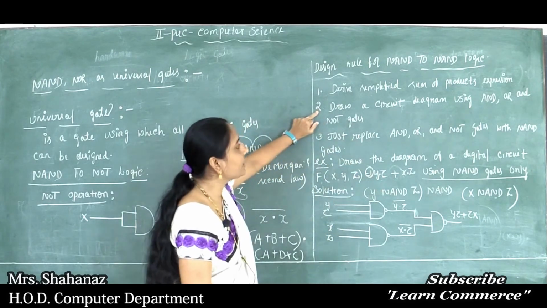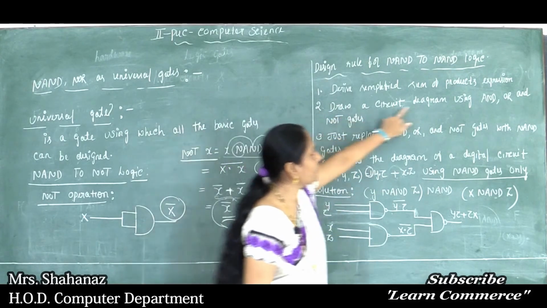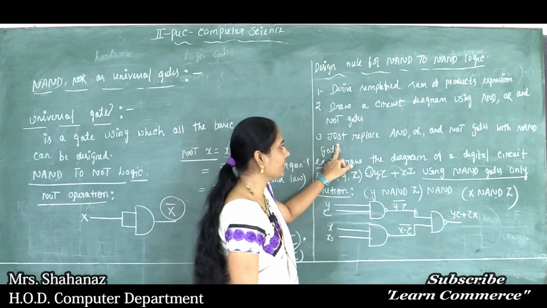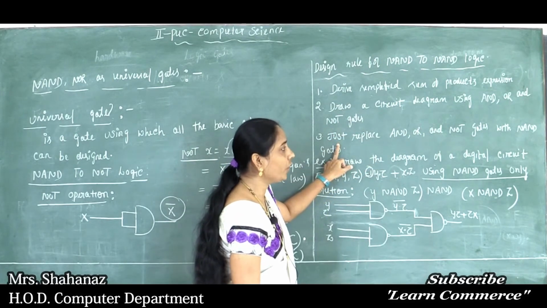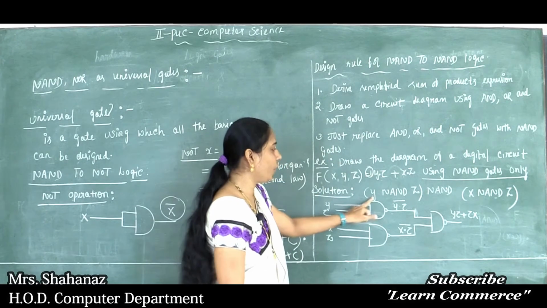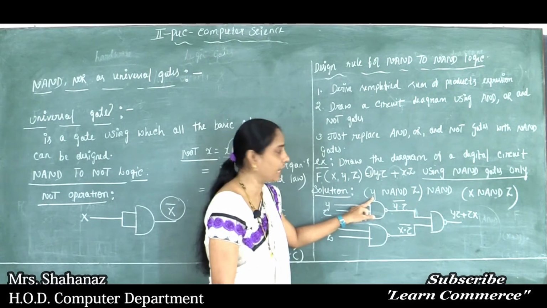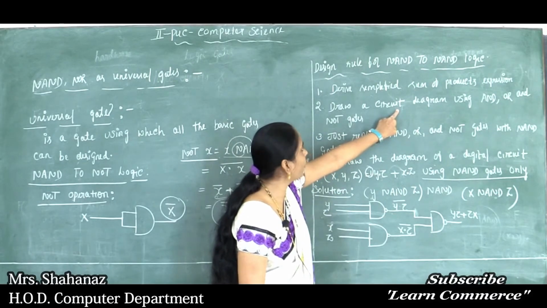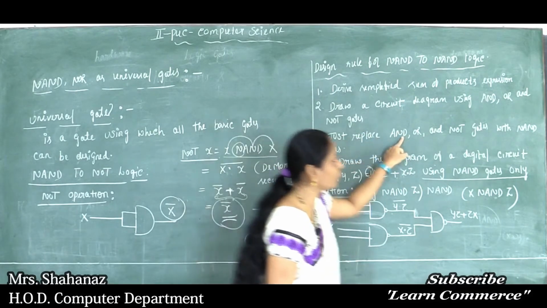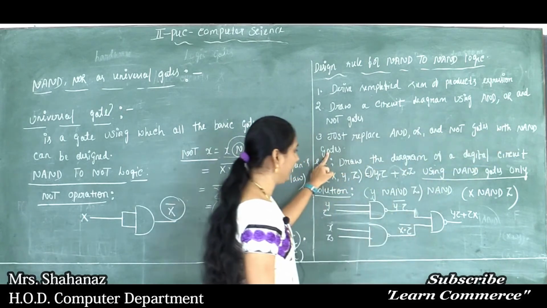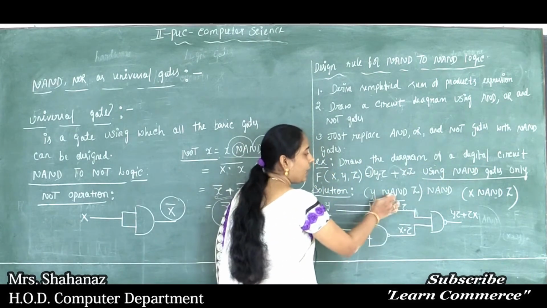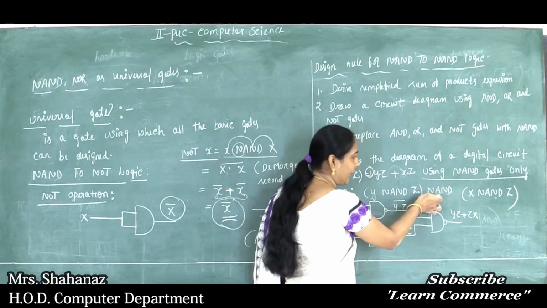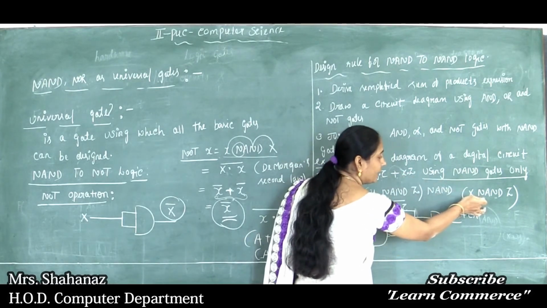And later the second step: draw a circuit diagram using AND or NOT gates and just replace the AND or NOT gates with NAND gates. We already replaced whatever is there. Whatever is there, our AND or NOT gates are going to be replaced with NAND gates only. Okay. So Y NAND Z plus changes to the NAND, X NAND Z.